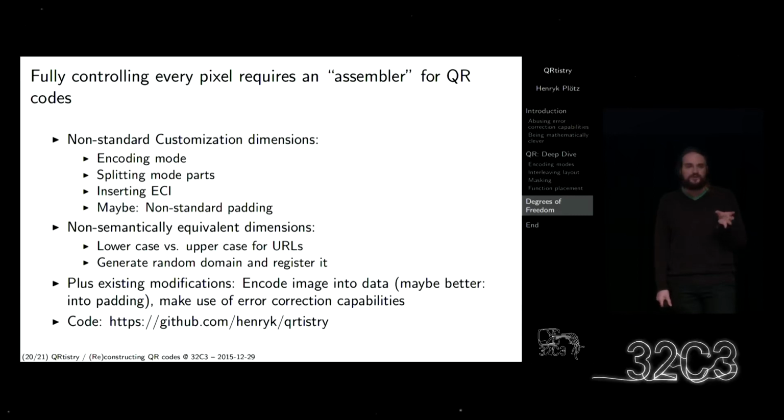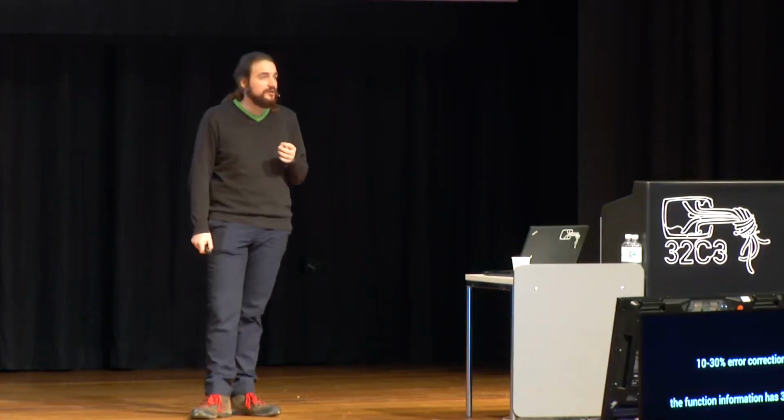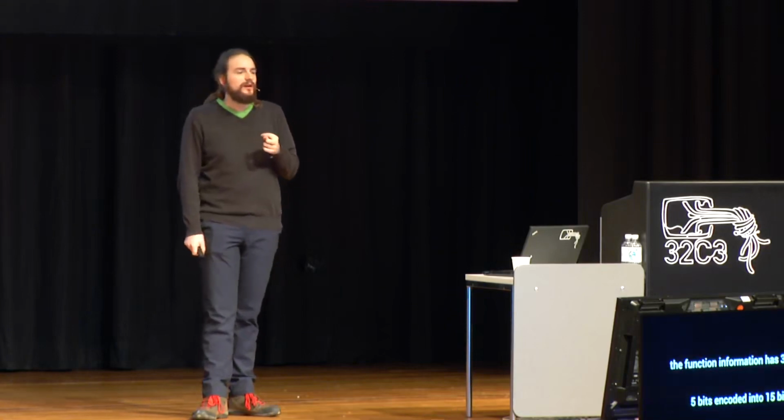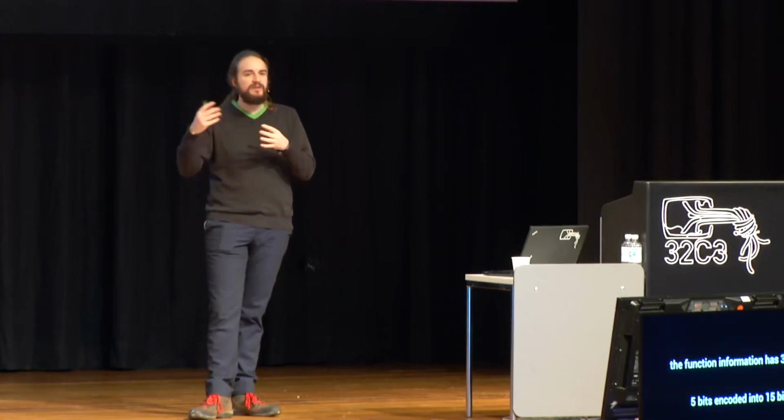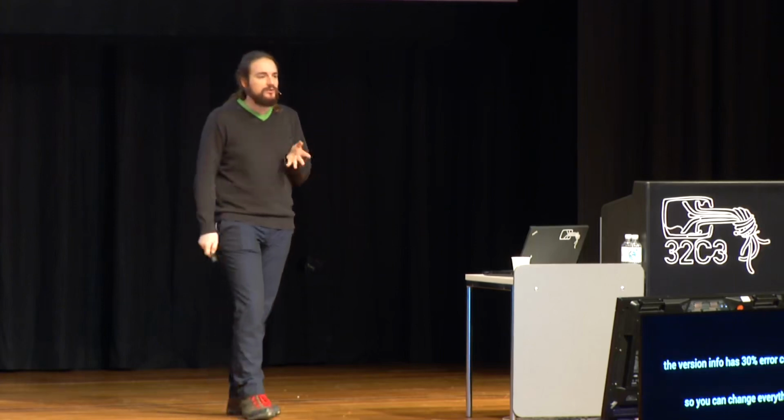30% error correction, so there are 5 bits encoded into 15 bits. The version information has 30% error correction. Those are 6 bits encoded into 18 bits. So you can change basically everything as long as you don't change too much, and it will read just fine.